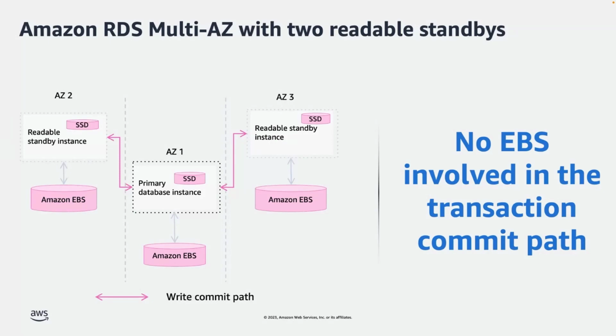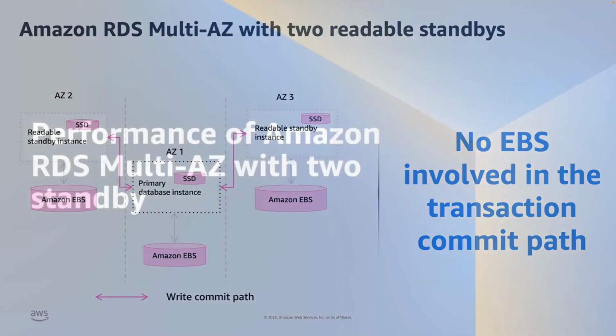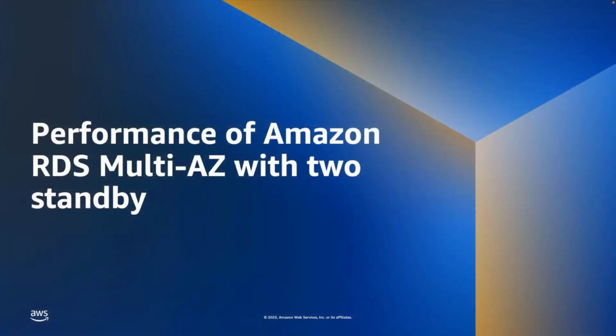An acknowledgement from at least one of the reader instances is required for the change to be committed on the primary instance. So during this process, there is no EBS involved in the transaction commit path. That's why we would see better performance when we are using the multi-AZ DB clusters with 2 readable standbys. So let's look at some of the performance benefits of multi-AZ cluster deployment.